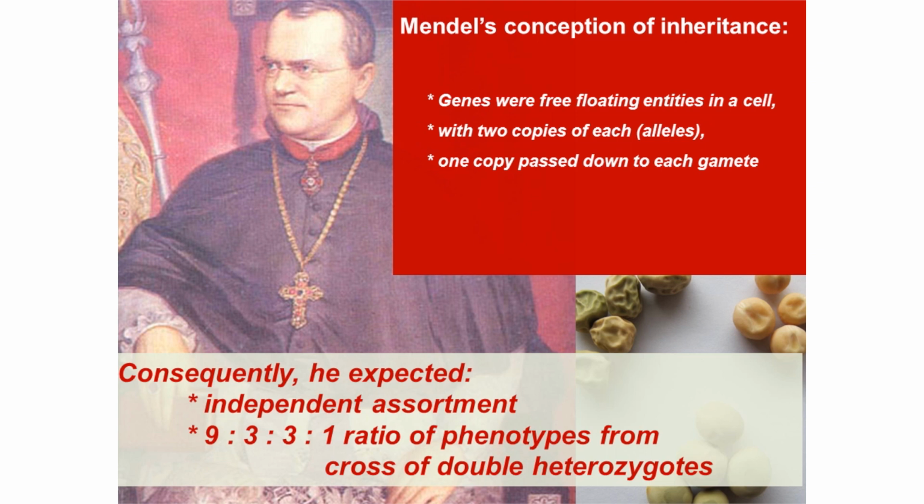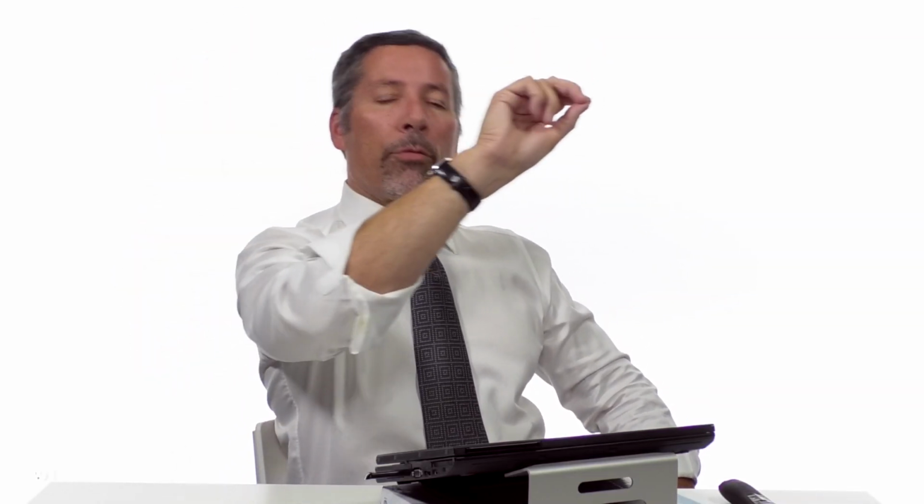Everything behaves independently. Therefore, if you were to look at two genes simultaneously, when you did a cross of individuals who were heterozygous for both, the ratio of phenotypes that you would see would be 9 to 3 to 3 to 1. 9/16 having the dominant trait for both genes, 3/16 having the dominant for one, recessive for the other, 3/16 having the reverse, and 1/16 having the recessive trait for each. But what we see is that this doesn't always happen.